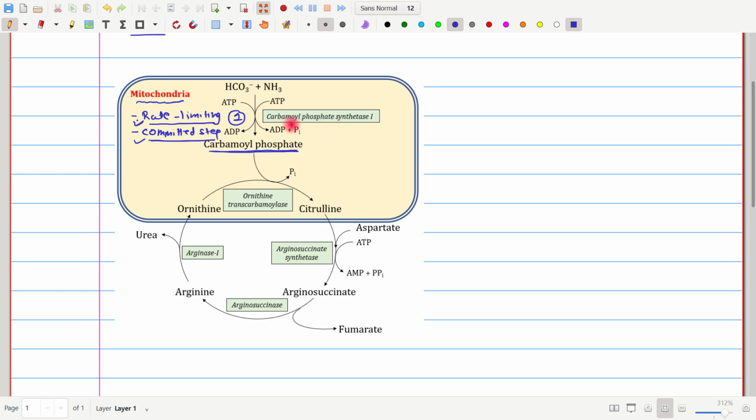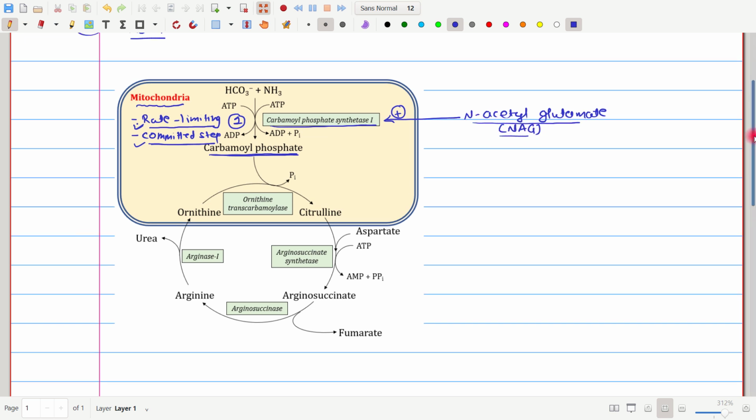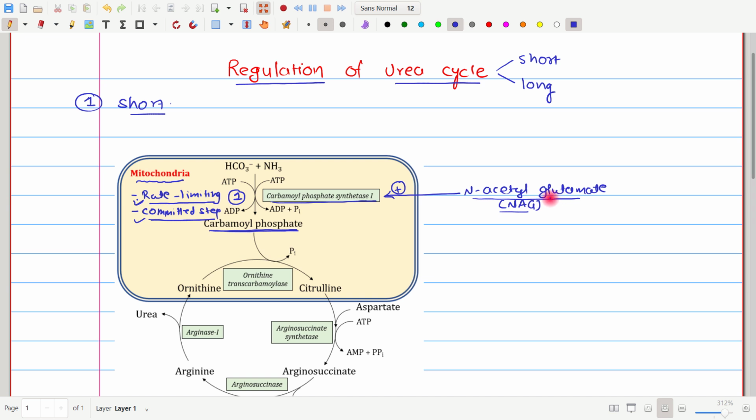Now, carbamoyl phosphate synthetase 1 is under a positive allosteric influence of one molecule, that is N-acetyl glutamate. This N-acetyl glutamate is often abbreviated as NAG. Now, this N-acetyl glutamate is actually an obligatory or compulsory requirement for carbamoyl phosphate synthetase 1. That means if N-acetyl glutamate is absent, then carbamoyl phosphate synthetase 1 cannot act, right? Now, how is N-acetyl glutamate formed? N-acetyl glutamate, as you can easily imagine, is synthesized from glutamate and acetyl coenzyme A.